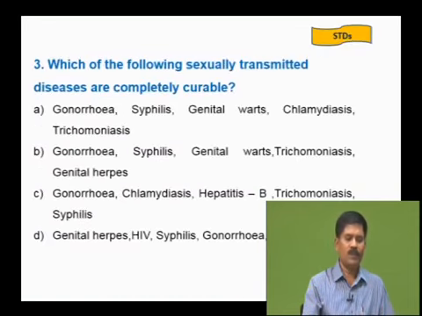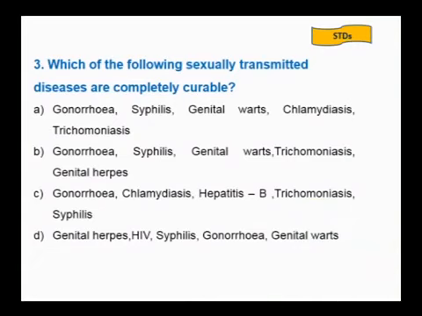Which of the following sexually transmitted diseases are completely curable? Try to remember 3H. One is HIV, it's not completely curable. Then the second one is hepatitis B, it's not completely curable. Then genital herpes, it's not completely curable. So even in the other options, there are diseases which cannot be cured completely.